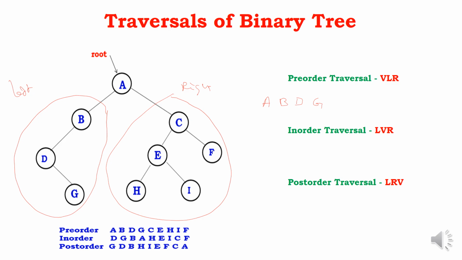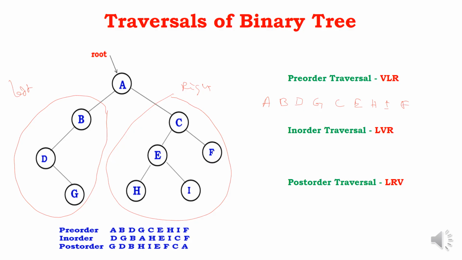Traverse right subtree in pre-order. So right subtree C. C is the root node. Then left E. Then E has a left value H. E has a right value I. Then F.